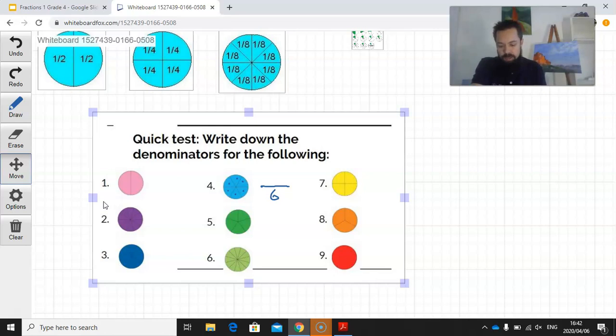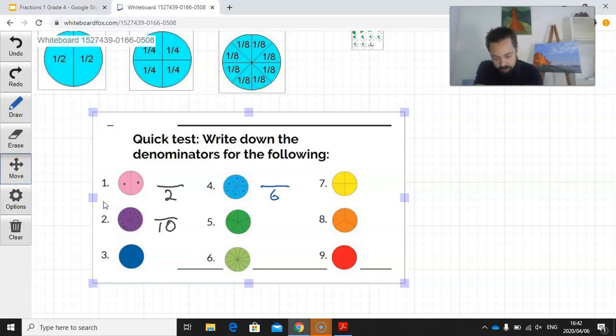Okay, so if we have a look at the first one, we can see that there are 2 pieces, and so our denominator will be 2. If you got it right, that's fantastic. If you got it incorrect, then just put the correct answer next to what you're doing. If we have a look at number 2, that's a little bit smaller. We have 1, 2, 3, 4, 5, 6, 7, 8, 9, 10 pieces. So our denominator will be 10.